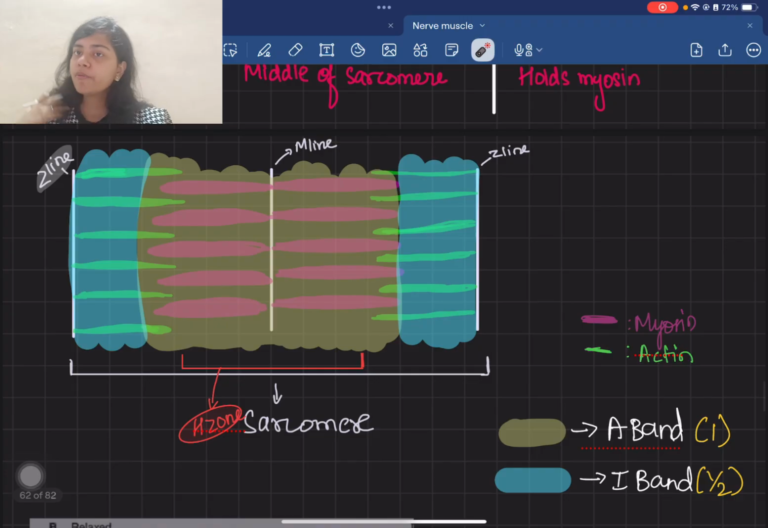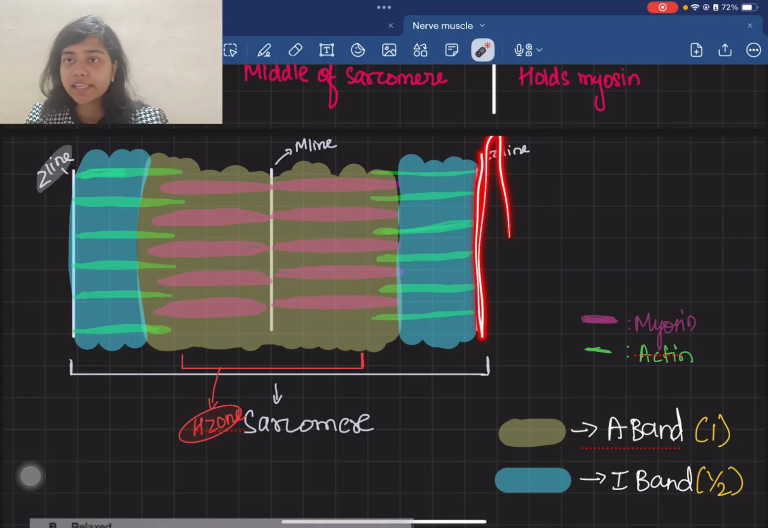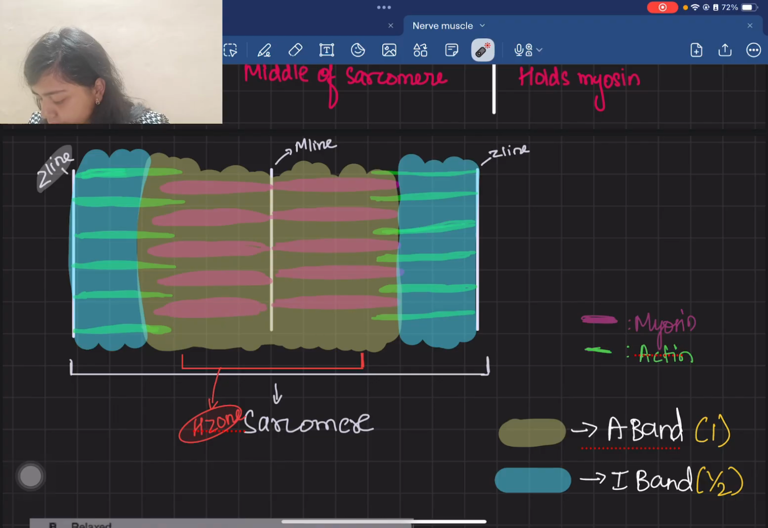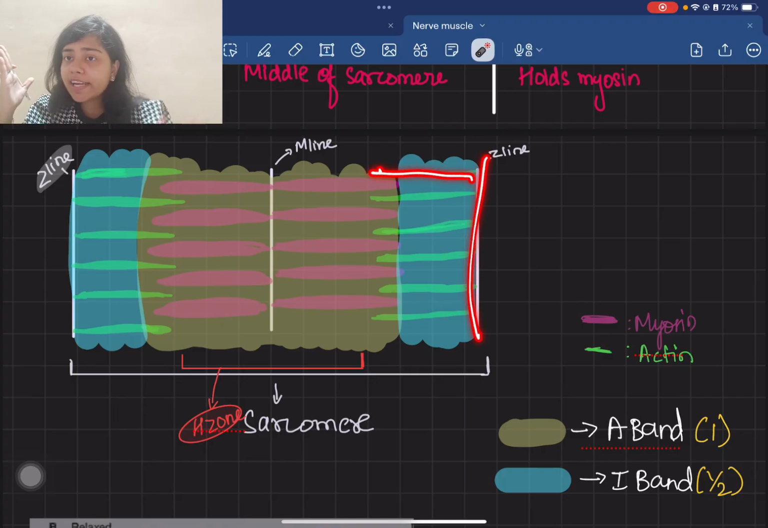What I want you to remember is we'll see excitation contraction coupling in a better way in the upcoming video. But for now, you just have to remember that the thin filaments are going to slide over the thick filaments. Thick filaments, which are your myosin, are not going to move from their place. The thin filaments, the green ones, which are your actin, are going to slide over the myosin. The Z line is very fragile, so when this actin pulls it, the Z lines are going to come closer.